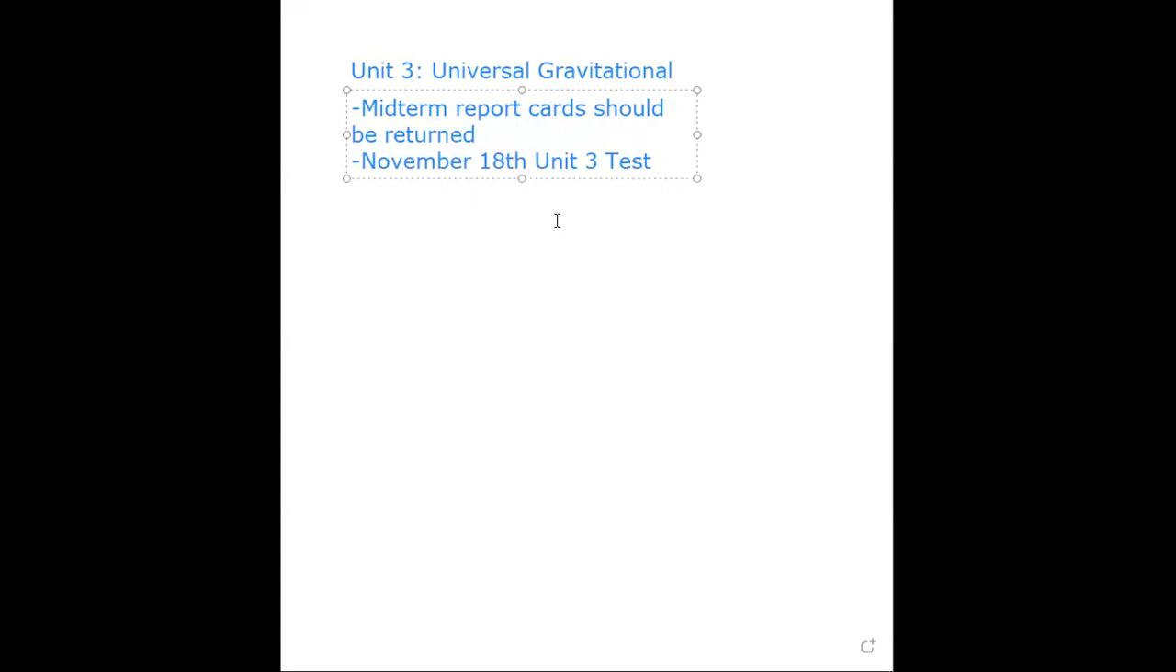All right. So we left off on the universal gravitational law. So let's just remember a few formulas.